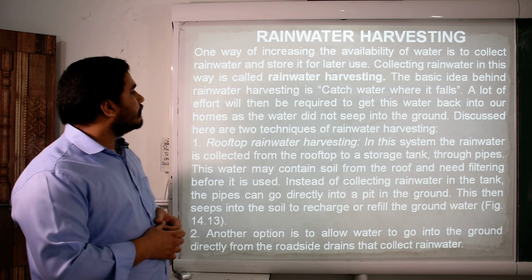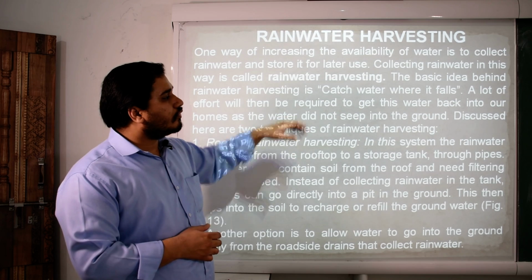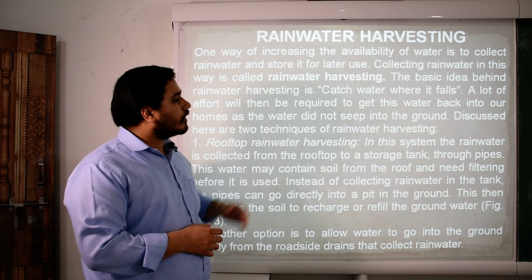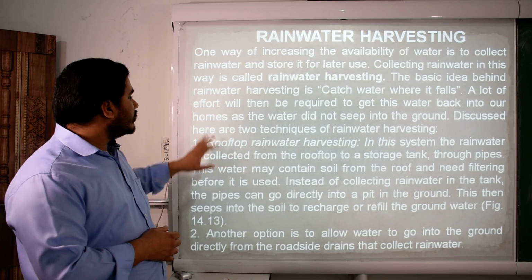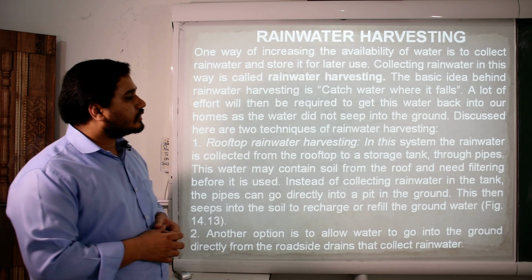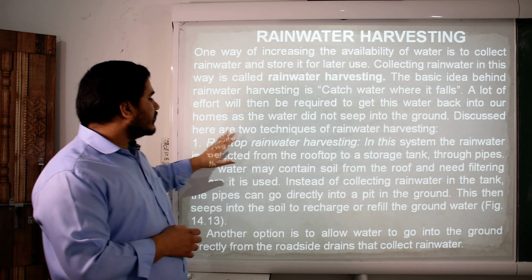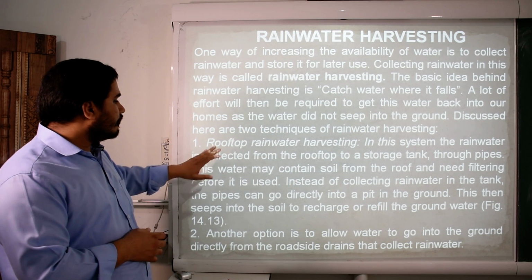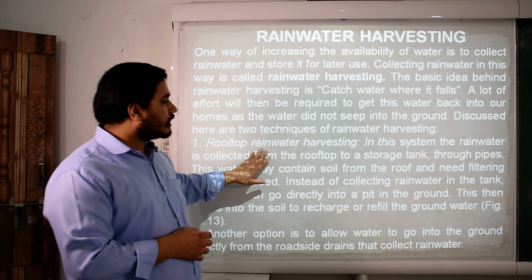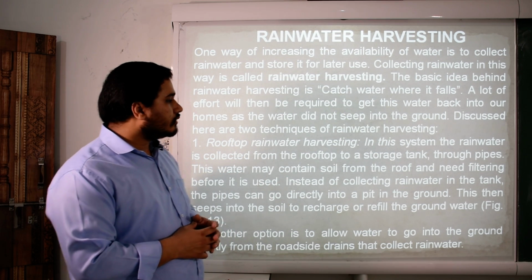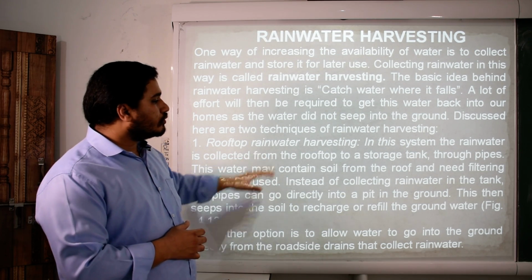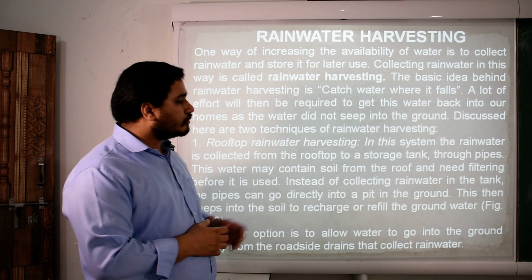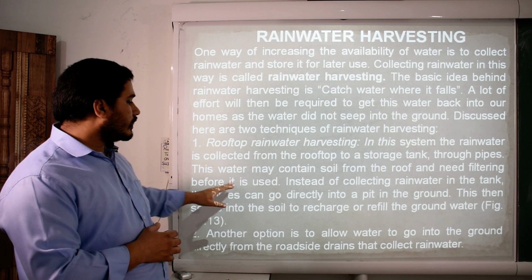The basic idea behind rainwater harvesting is to catch water where it falls. A lot of effort will otherwise be required to get this water back into our homes, as the water did not seep into the ground. Here are the two techniques which are used for better rainwater harvesting. First is rooftop rainwater harvesting. In this system, the rainwater is collected from the rooftop into a storage tank through pipes. This water may contain soil from the roof and needs filtering before it is used.